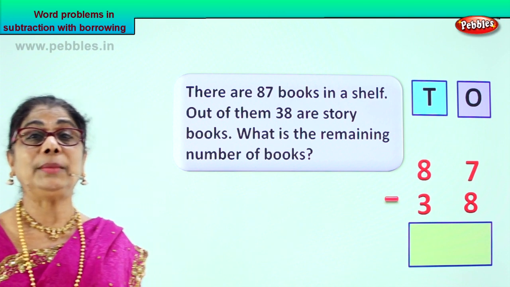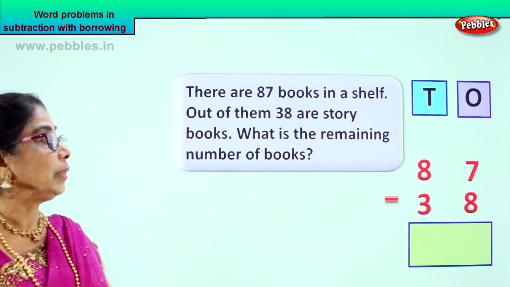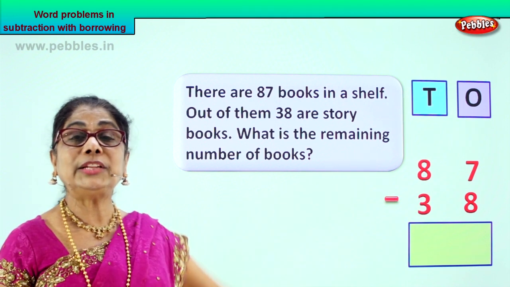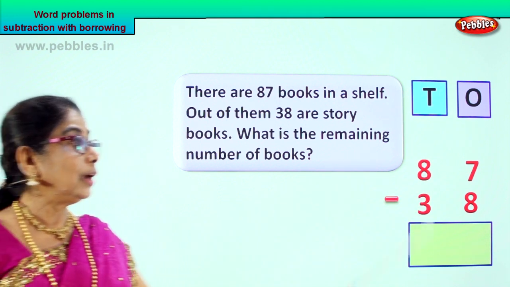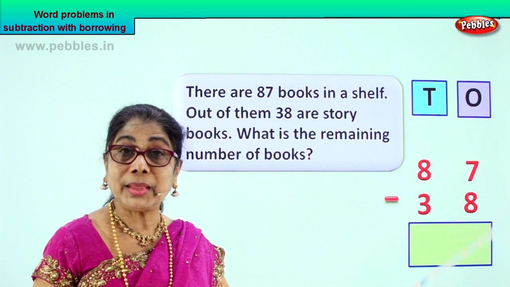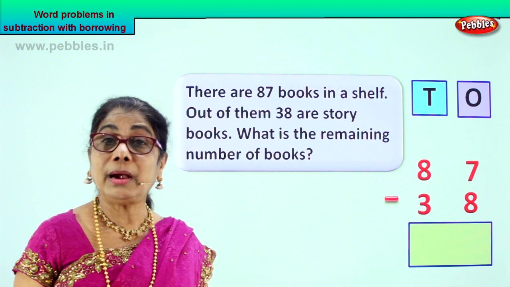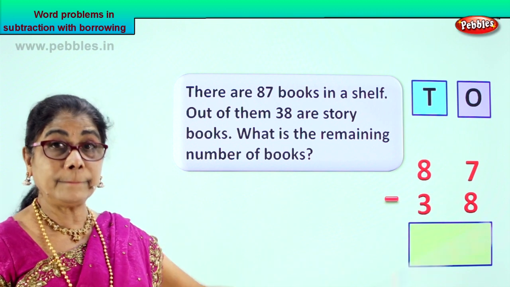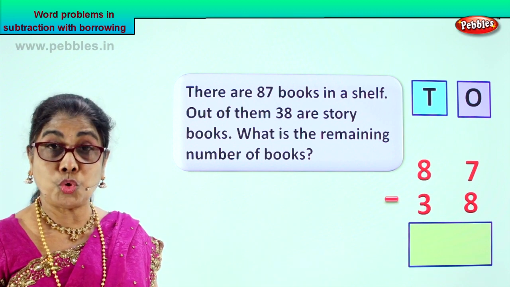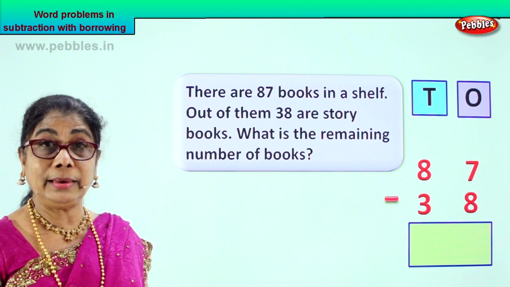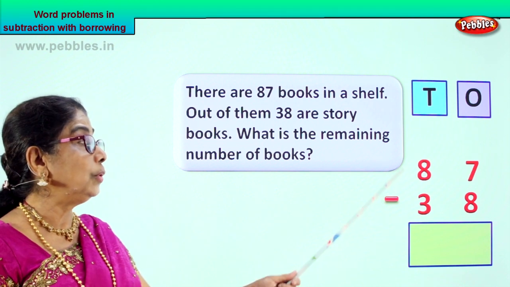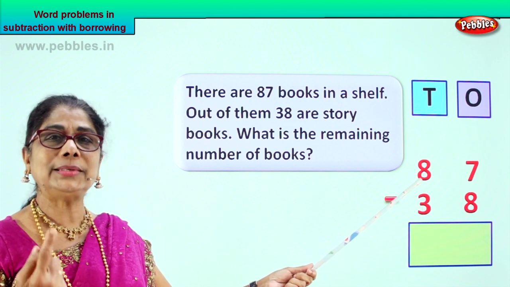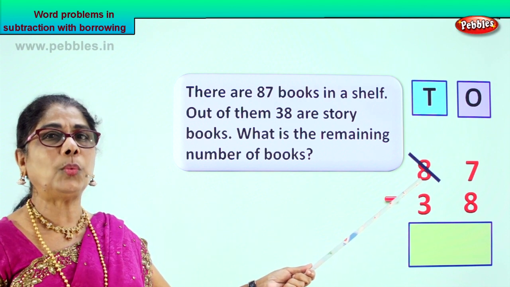Let's find what is the remaining number of books. We have 8 tens, 7 ones, 3 tens, 8 ones. Now, let's go to the ones place. You have 7 ones on the top, 8 ones down. You cannot minus 8 from 7. The 7 number is small. 8 is bigger than 7. So, we go to this 8 tens. We borrow 1 ten to take it to the ones place.